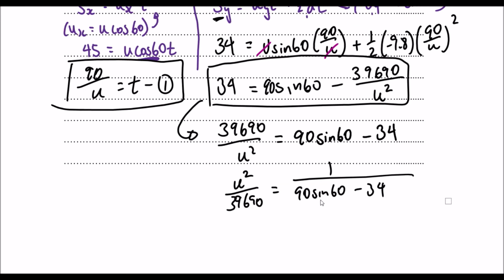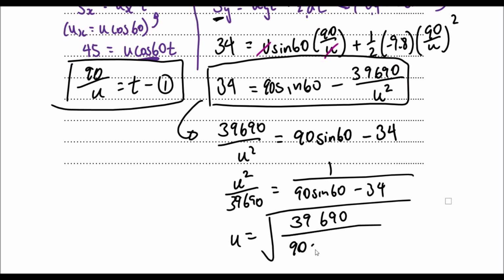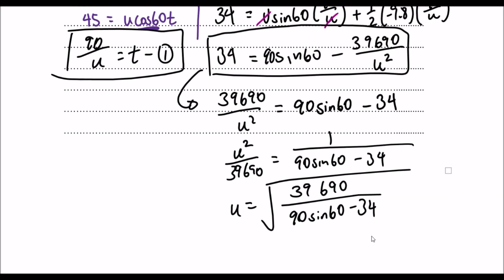Okay, and then times both sides by this value up here or down here, and then square it. So it'll be U equals the square root of 39,690 divided by 90 sin 60 minus 34, and we get a value of about 30.05 approximate meters per second. And that's how you do the question there. Obviously that's quite a lot of different steps. Creates a bit of creativity as well.